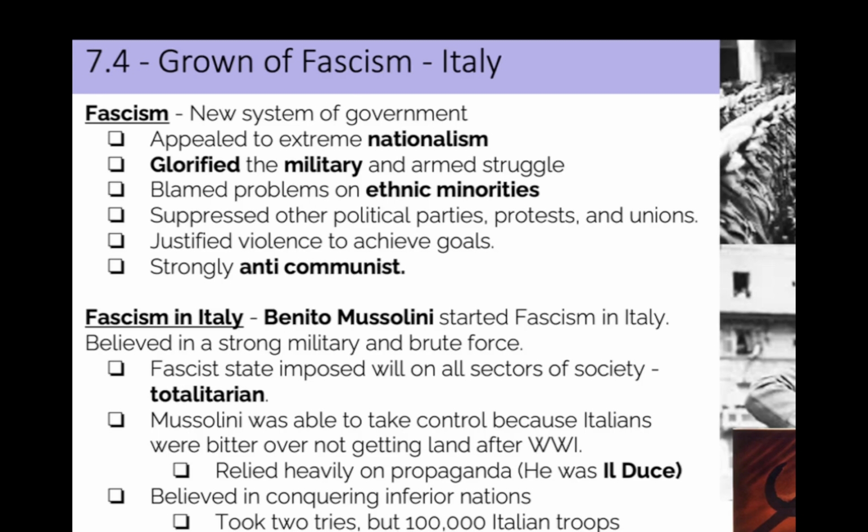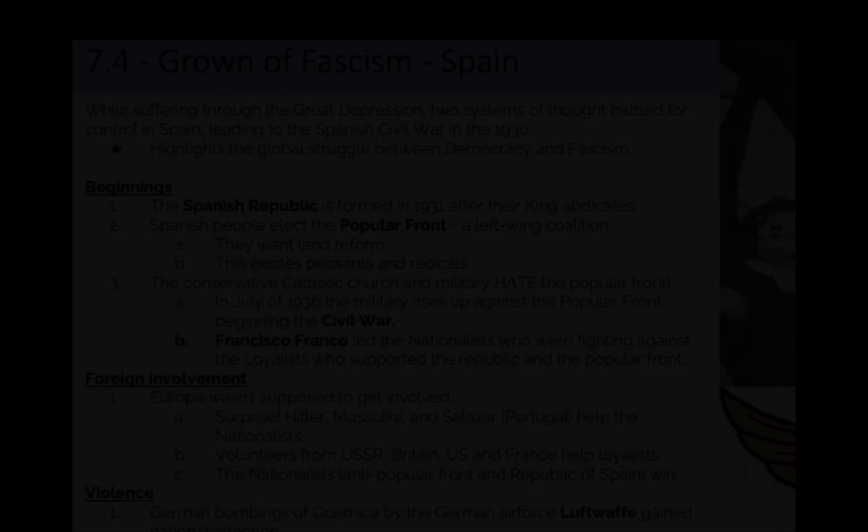When you talk about fascism, it's really identity focused. Nazi Germany is all about glorifying who? Hitler and the Aryan race and all of these things that Hitler believes in, all of that. So keep that in mind.